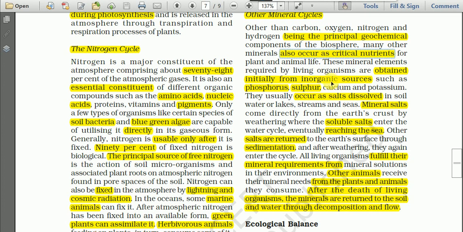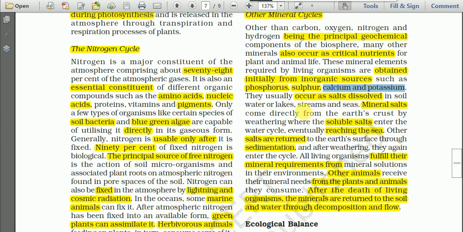And these mineral elements required by living organisms are obtained initially from inorganic sources such as phosphorus, sulfur, calcium, and potassium. Human beings, animals, and plants also require phosphorus, sulfur, calcium, and potassium, and we get them from the inorganic sources.